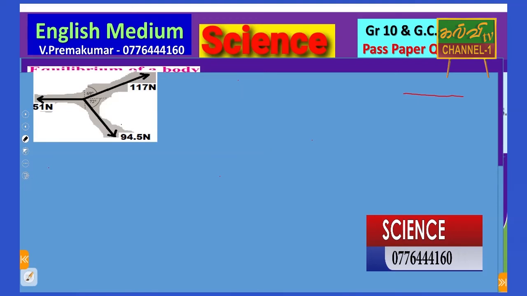Here three forces, 50 Newton, 170 Newton and 94.5 Newton. Actually two of these forces must equal this force 51, otherwise it can't stay in equilibrium. So 94 and this one equal to this one.